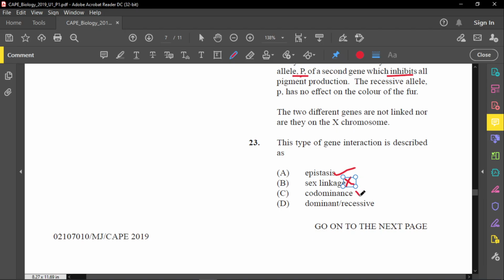Codominance is not, because what codominance does is that they have expression of both traits. So it's like a mixing type of thing. For example, you have brown and white, or black and white, or black and brown in that case, right? Dominant and recessive, absolutely not. So epistasis is the correct answer right here, where one gene suppresses the expression of another gene.